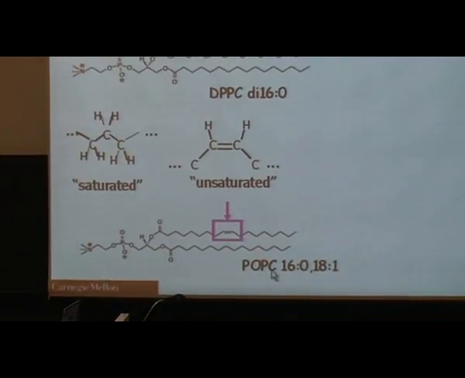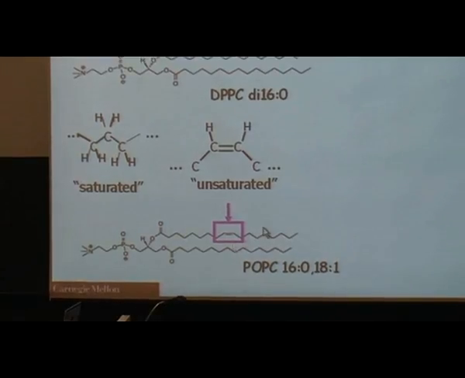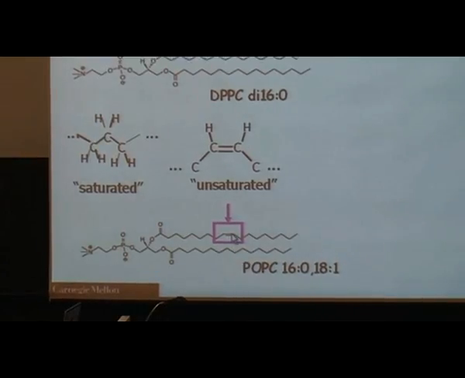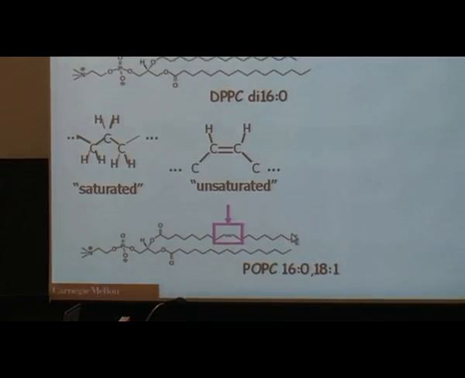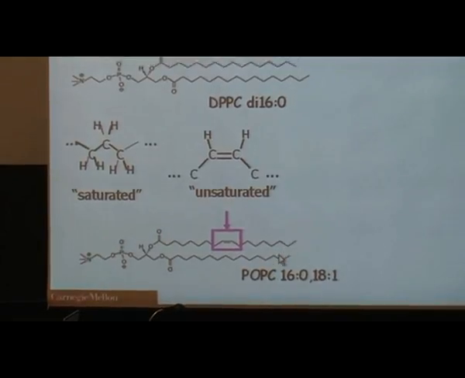And this one's called POPC, but again, the best way to think about it is it's 16 zeros, so there's 16 carbons on this one. And now the zero means no unsaturated double bonds. This one has 18, and it's 18-1 with one unsaturated double bond. The difference between unsaturated and saturated is the thing I want to focus on in this talk.